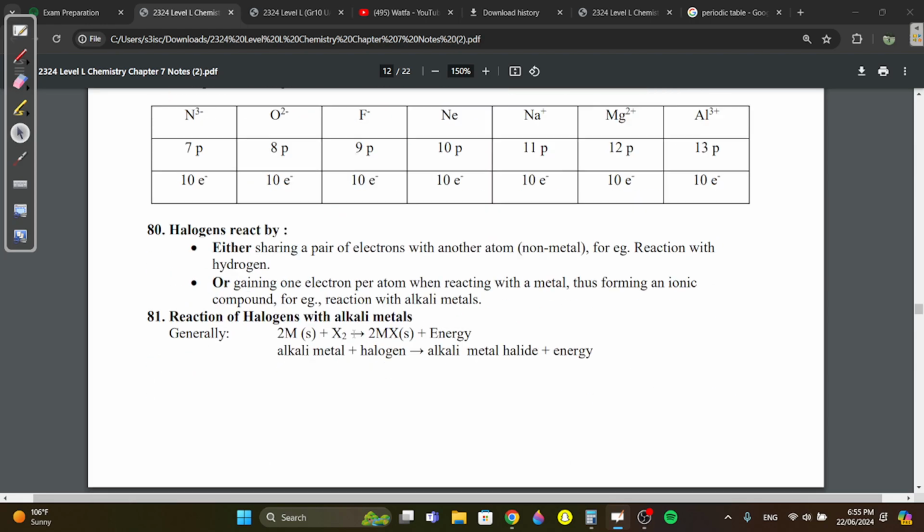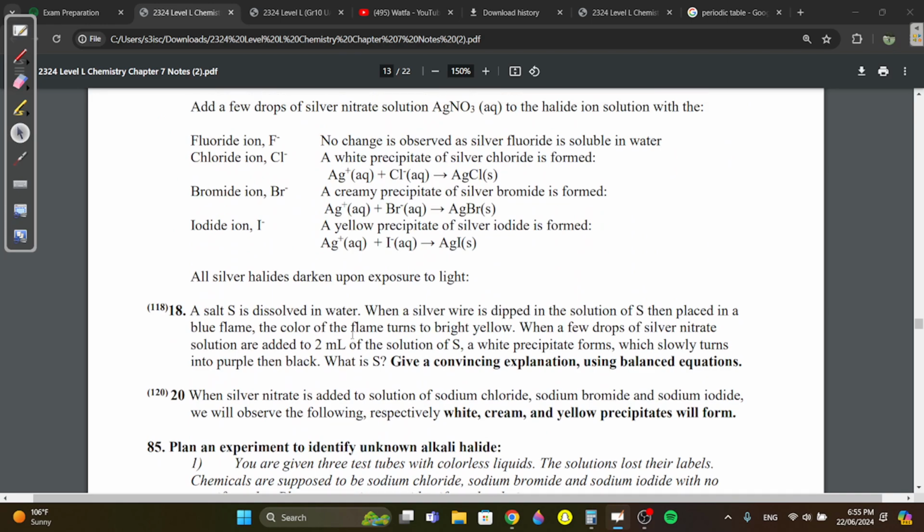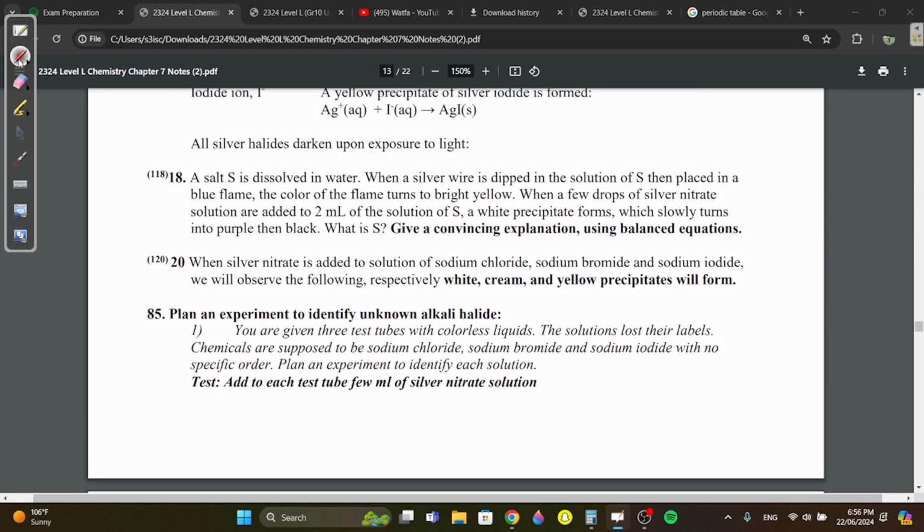Okay, question 18. A salt S is dissolved in water. When a silver wire is dipped in the solution and then placed in a flame, the color turns bright yellow. So obviously the flame test shows Na+. When a few drops of silver nitrate are added, a white precipitate forms. So obviously Cl-. What is S? Obviously S is NaCl, but we do not want it like that. Give a convincing explanation. Okay, in the explanation, we're going to first explain the yellow part.